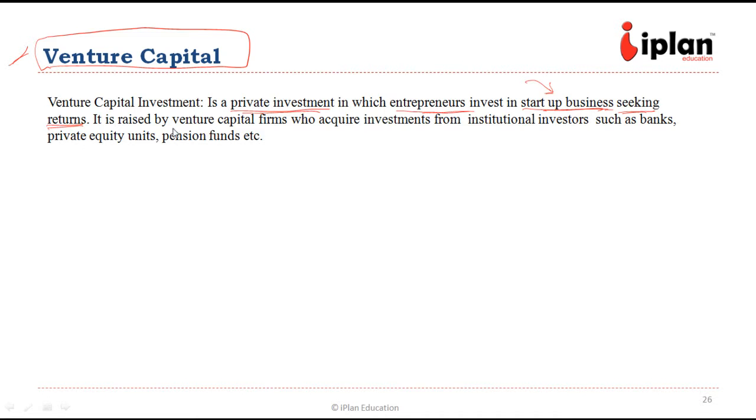These venture capital firms acquire the investments from large investors, which could be institutional investors such as banks or private equity firms or pension funds, etc. So these large amounts of investments are routed to startup businesses through these venture capital investment firms. These venture capital investment firms provide funding to startup companies at different stages. Let us look at those stages.